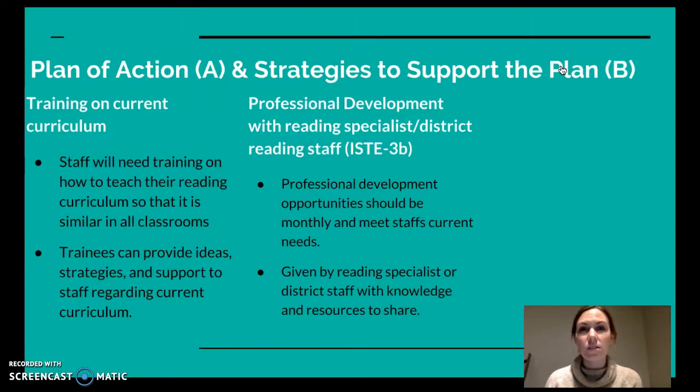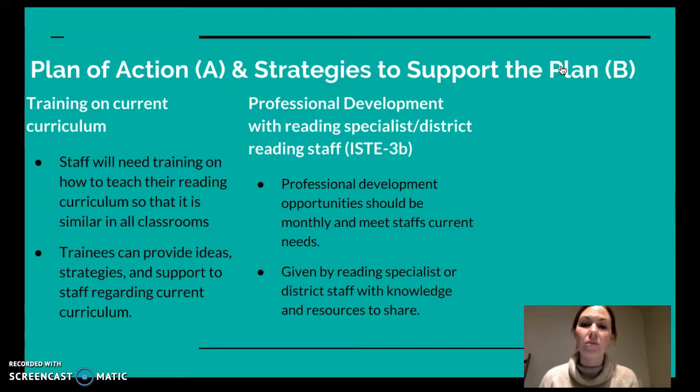Also trainers, so the people who are training the staff, can provide different ideas, strategies, and support regarding that current curriculum, how best to implement it, different ways to make it engaging for students, all that kind of stuff that maybe the staff is lacking as of right now.